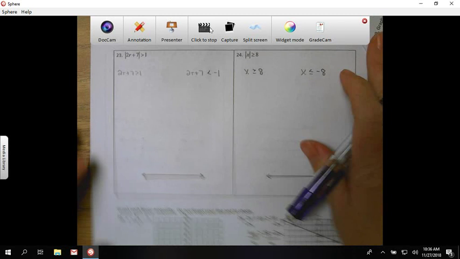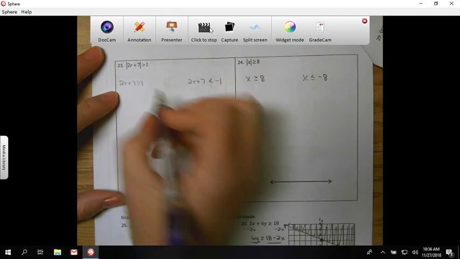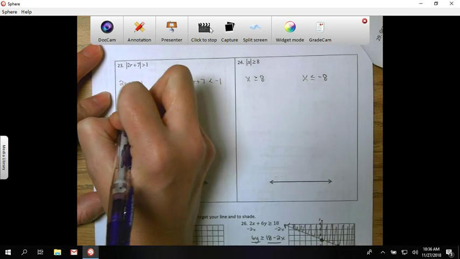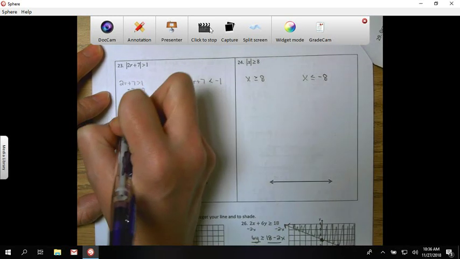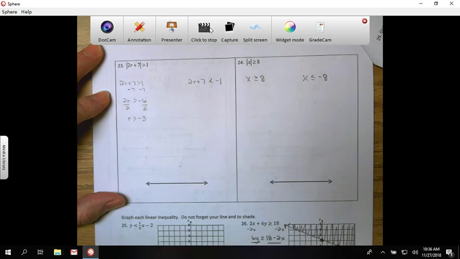All right, we set up the equations on 23 and 24. 23, I just need to go ahead and finish solving. So I'm going to subtract 7 from both sides. So 2r is greater than negative 6. Divide by 2. So r is greater than negative 3.